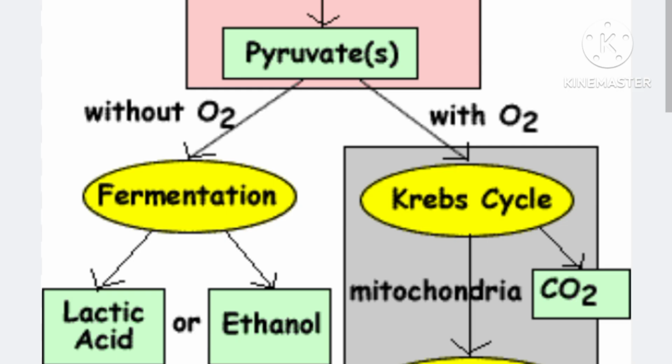Cellular respiration is of two types, aerobic and anaerobic. Without oxygen, fermentation takes place, and in the presence of oxygen, pyruvate is converted into acetyl CoA and it enters the Krebs cycle.